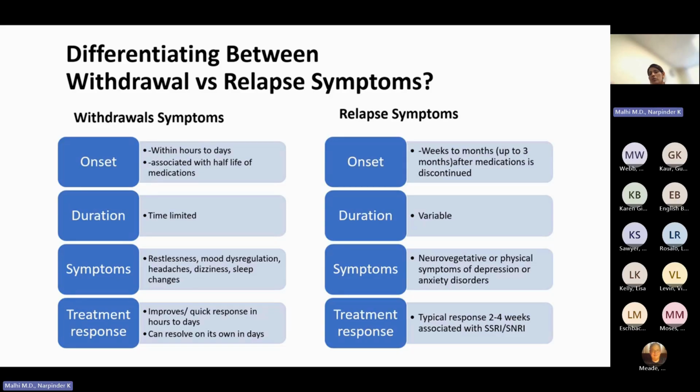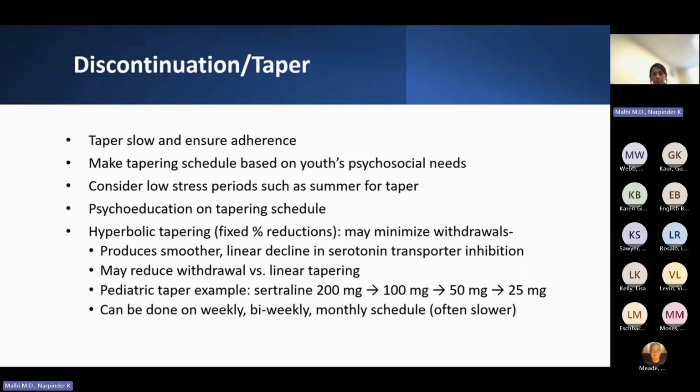But relapse usually occurs when the patient has stopped the medication, can take weeks or months, and it's more like symptoms of the psychiatric disorder itself, like the patient will meet criteria for MDD. And then for treatment of relapse symptoms, you will probably have to start the whole treatment plan from scratch again and monitor the response. And it can take again 2 to 4 weeks to see the response, and then remission can take longer.